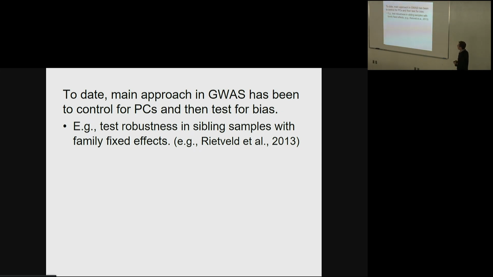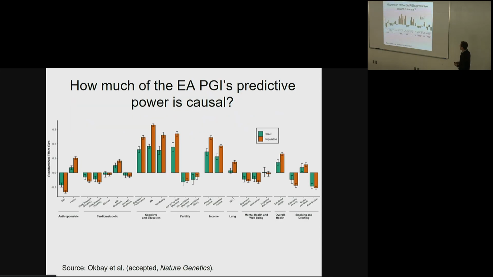So one thing you can do with this kind of approach is ask how much of the results that you're getting from the GWAS are plausibly due to causal effects. Let me show you an example of this kind of analysis from EA4, which should be coming out soon. This is based on the EA4 PGI, which is based on a GWAS of about 3 million people, and the R squared of the PGI is about 15% in European ancestry populations.